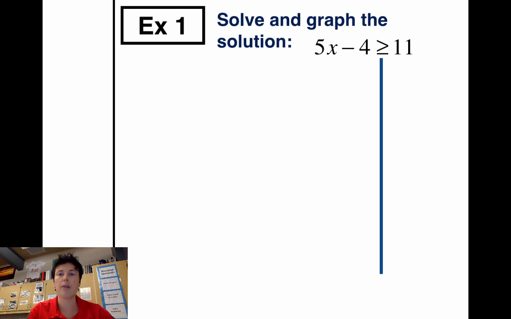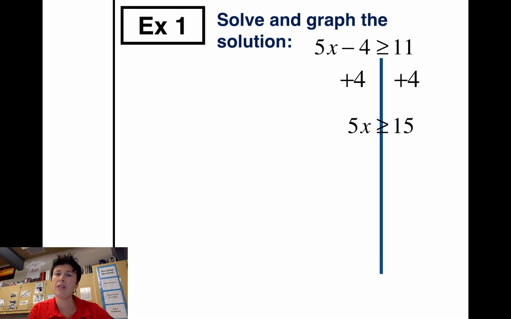So first off, we're going to put a line down the middle and just start getting x all by itself. So I'm going to add the 4 to the other side. That's going to be my first step. Move the 4 over. Then I'm going to get 11 plus 4 is 15. So I have 5x is greater than or equal to 15.